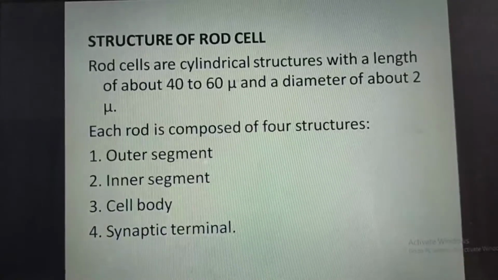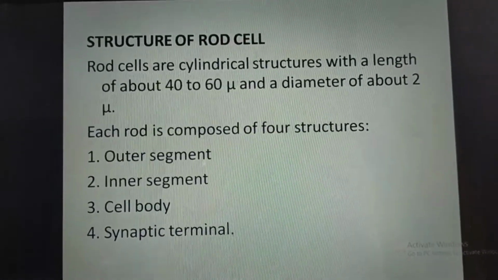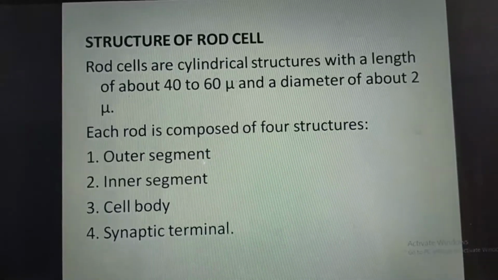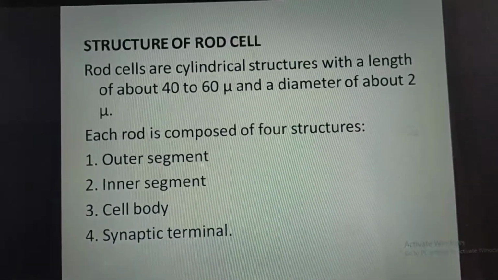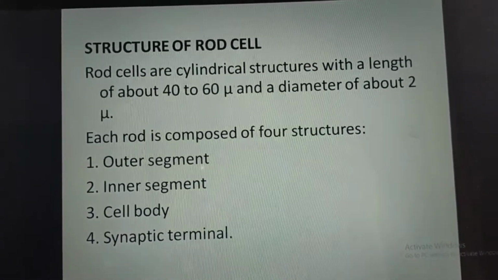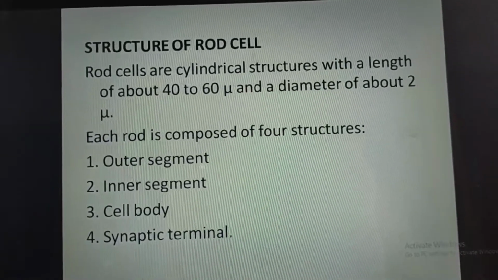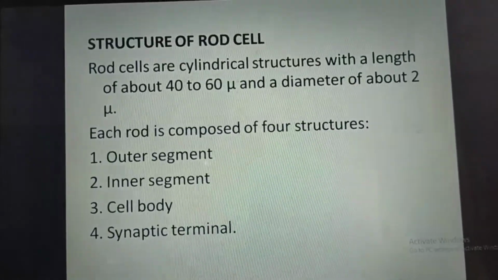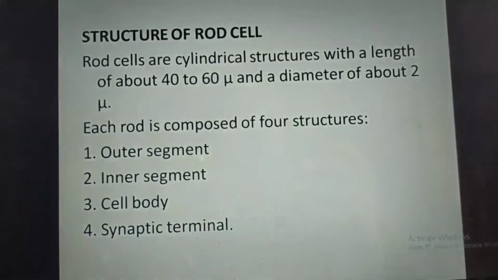First, we'll see the structure of the rod cell. Rod cells are cylindrical structures with a length of about 40 to 60 mu and a diameter of about 2 mu. Each rod is composed of 4 structures: outer segment, inner segment, cell body, and synaptic terminal.